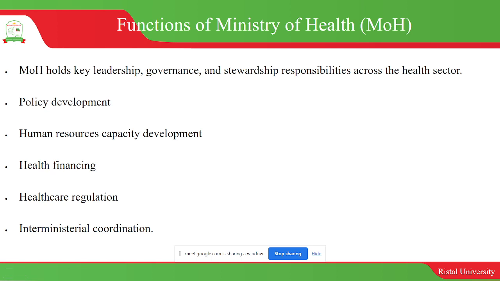All right, so the Minister of Health is responsible for making policies, improving the human resource capacity, health financing, healthcare regulation, and also interministerial coordination. Basically, the Minister of Health provides leadership and governance to be able to push the national health agenda.